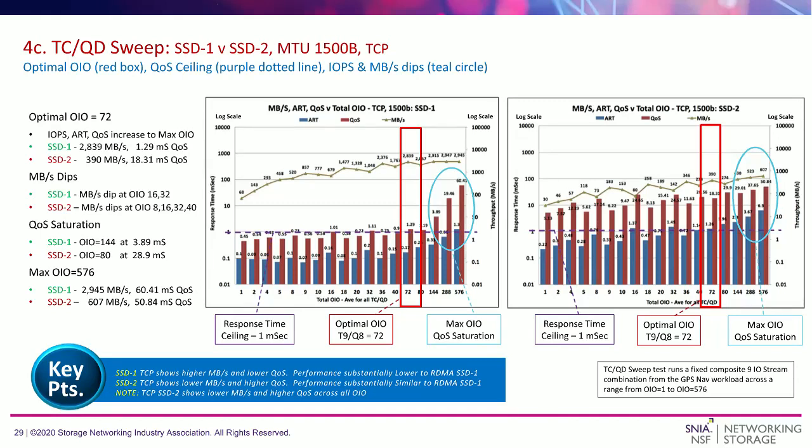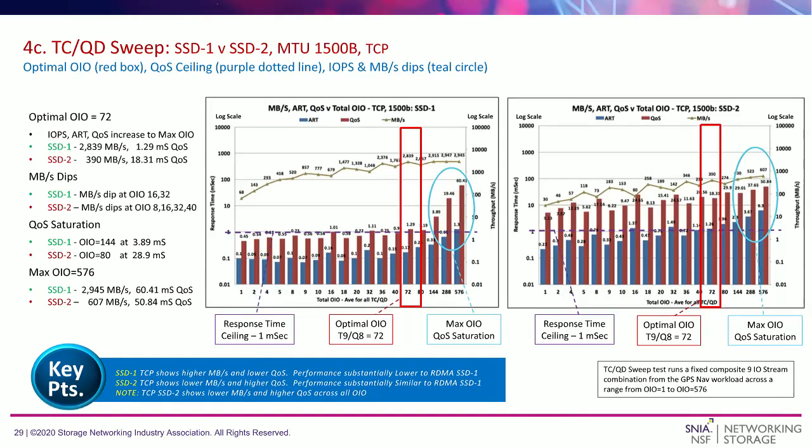using TCP on the high-performance storage, that when you get to a high demand intensity, your quality of service response times get very, very high. So here, clearly the knee is at OIO 72 to 80, where you have 2800 megabytes per second and a 1.2 or 1.3 response time.